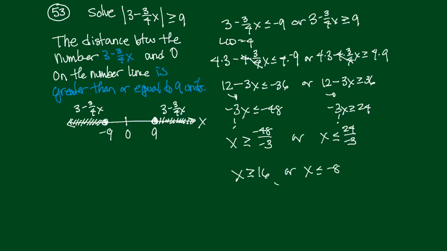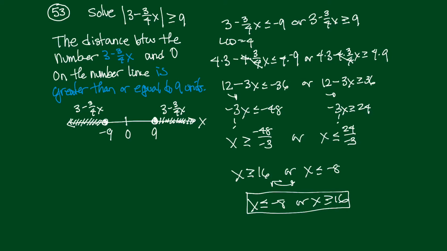And I'm just going to switch these around because I like the smaller number to the left. What we have is okay, but I'm going to write it like this: x is less than or equal to negative 8, or x is greater than or equal to 16.